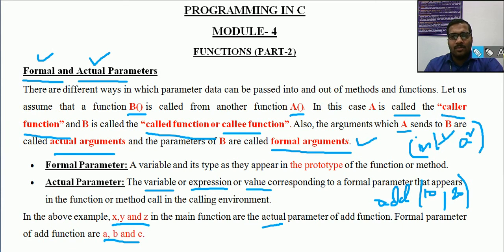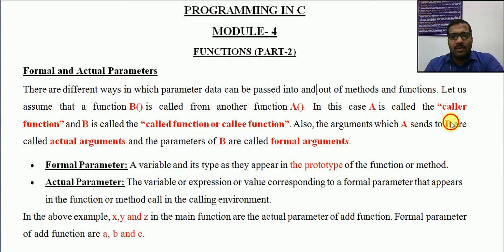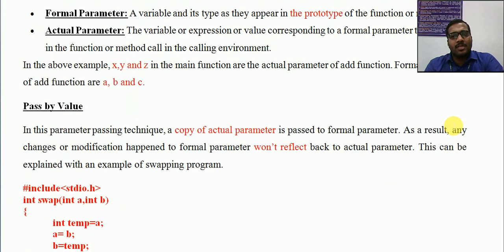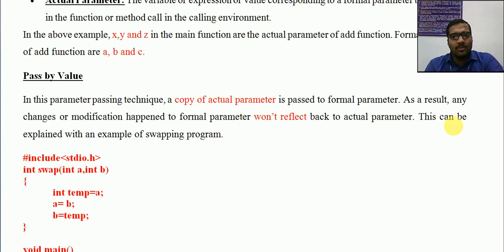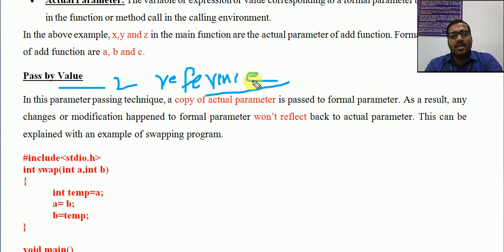Okay, now let us move to the next concept, that is called pass by value. So the last example was also similar to pass by value. There are two types of parameter passing. One is called pass by value, and the second one is called pass by reference.